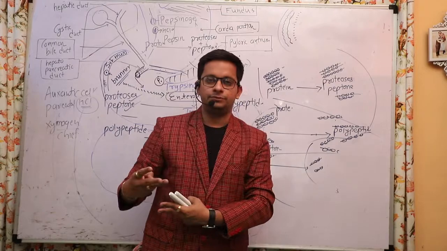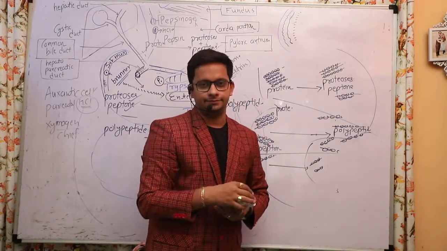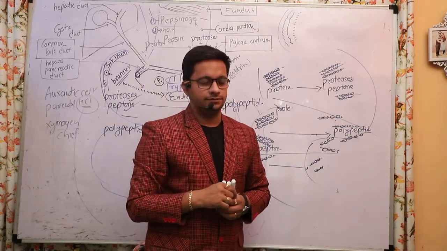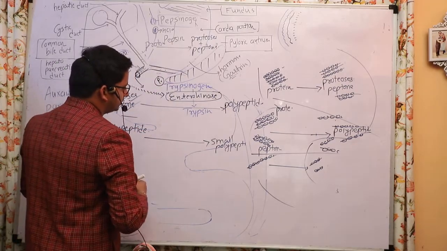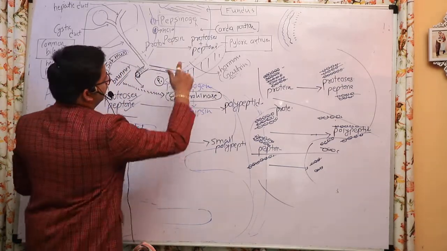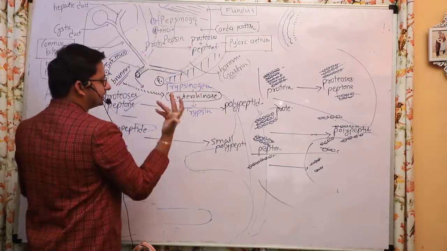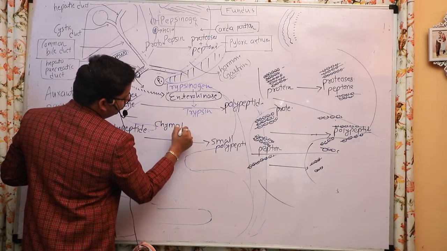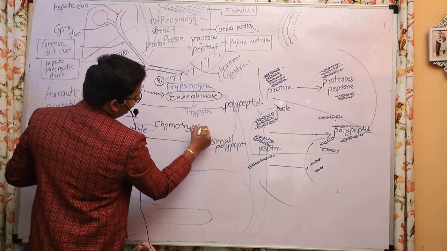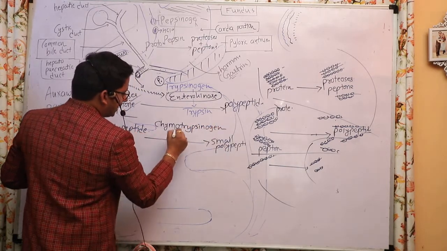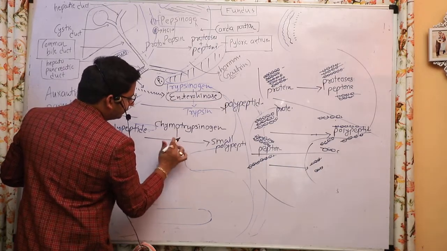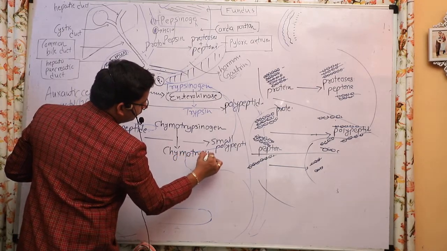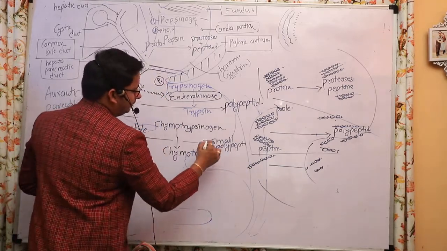These proteoses and peptone are converted into single-strand polypeptide. This polypeptide will be converted into small polypeptide. How does this reaction occur? In the first case pepsinogen, in the second trypsinogen, in this case chymotrypsinogen is responsible. Chymotrypsinogen will be converted into chymotrypsin for synthesis of small polypeptide.